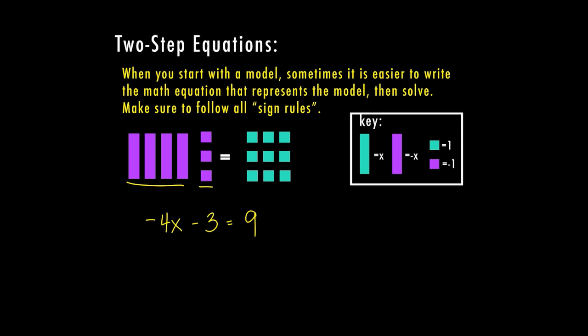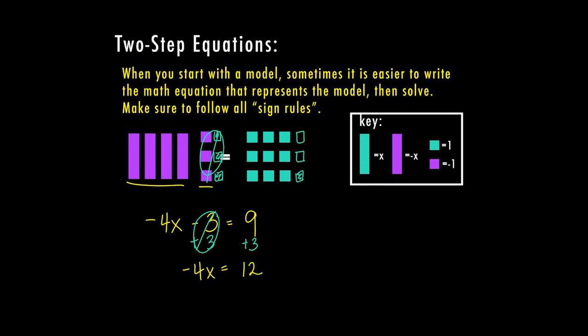So in this case, if I solve it with the picture, the first thing I want to do is get rid of these 3 negatives. So I'm adding 3 to this side, which means I also have to add 3 to the other side. So these negative 3 positive 3's make 0. And then on the other side, I now have negative 4x equals 9 plus 3 is 12.